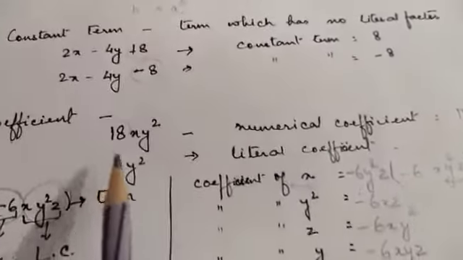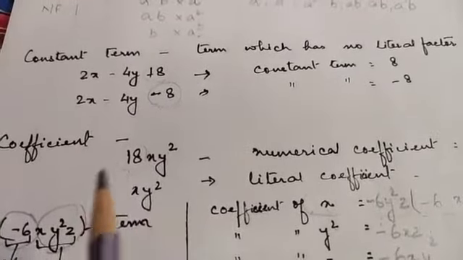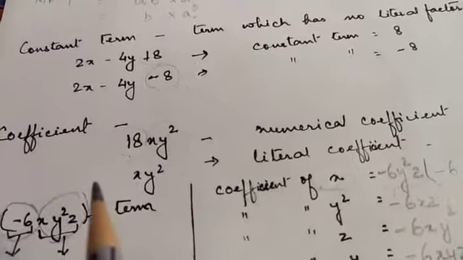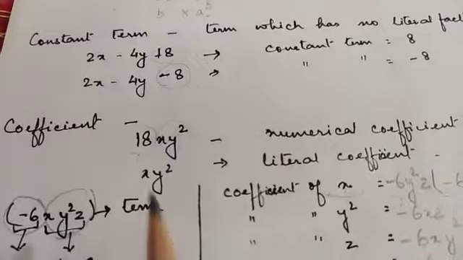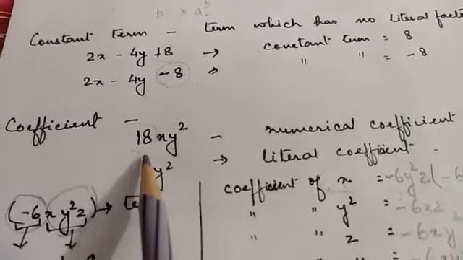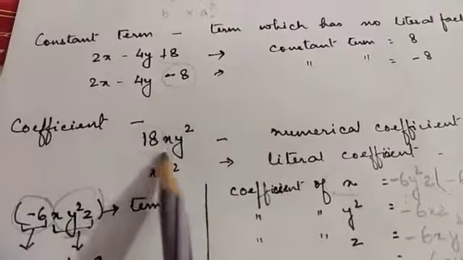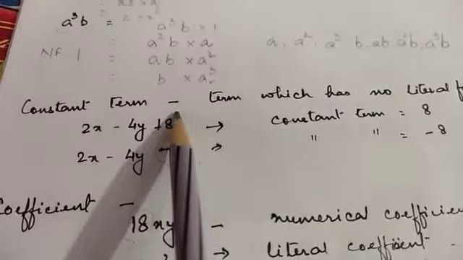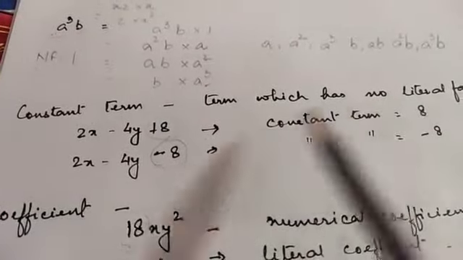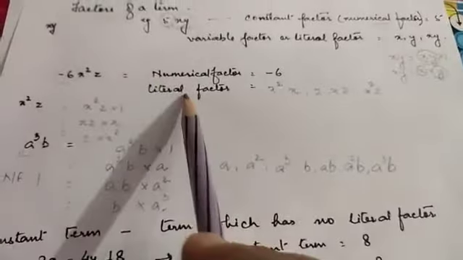Coefficient, what is coefficient? Any factor of a term is called the coefficient of the product of the remaining factors of the term, and the numerical that is attached to it is known as the numerical coefficient, and the variables are the literal coefficient. What is a constant term? A term which has no literal factor is a constant term. And we understood what factors of a term are.